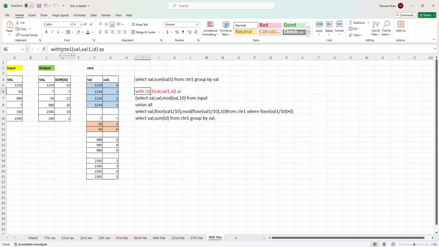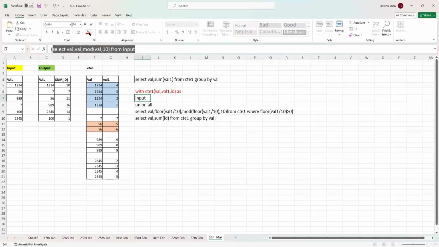So within this recursive CTE1, I am assigning one variable as val, the other variable is val1, and then ID. It means it has 3 placeholders. What is the significance of this? Why am I doing this? I will explain it on the line. Then we are trying to execute this query.